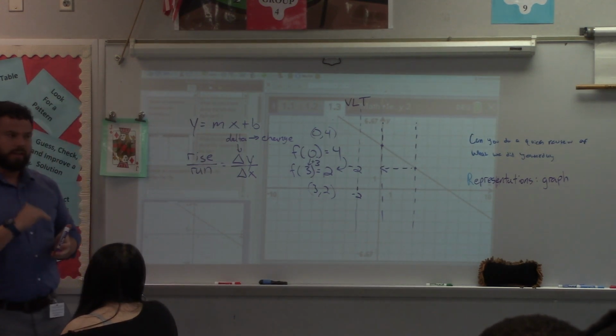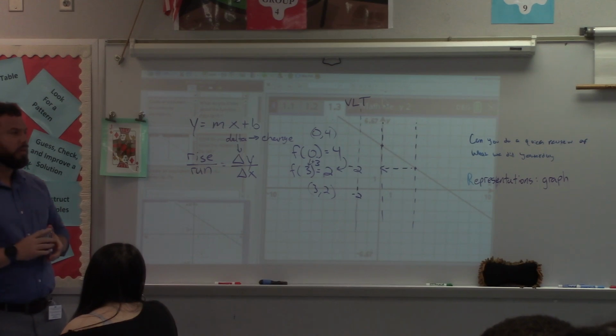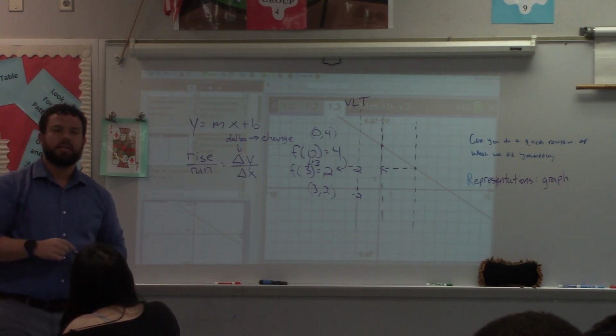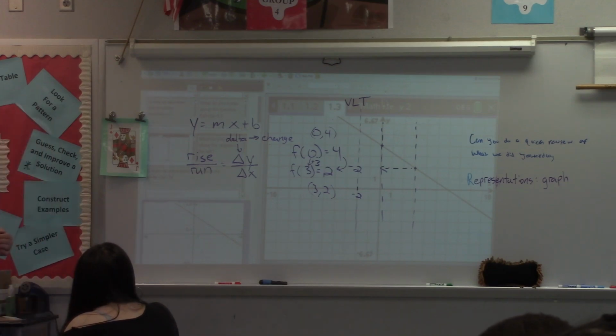Does anyone remember what we're calculating when we say rise divided by run? What are we calculating there? Oh, that's the slope, right? We got to connect all those things, okay? So there's a lot going on here.